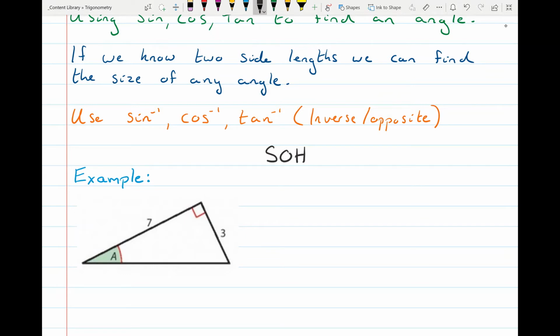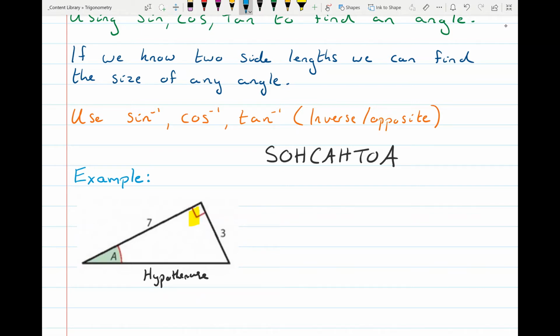These questions start the exact same as the other ones, so we're going to put our memory at the top. And then looking at our right angle triangles, we identify the right angle and the side opposite will be the hypotenuse.